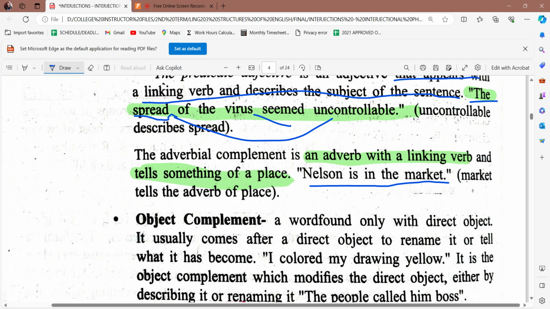Now let us first identify our linking verb. So you already know what a linking verb is, right? So the linking verb in this sentence is the word is.